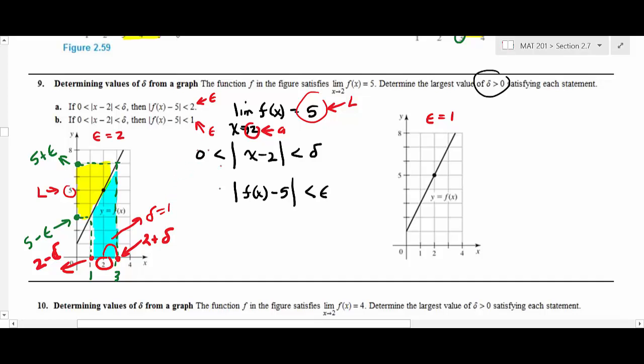So the answer to this problem is delta equals 1, the largest positive value that we could use. But we could use smaller values. As long as delta is below 1, we're going to fall within that band. So that's the idea on that. Moving on now to the next one.